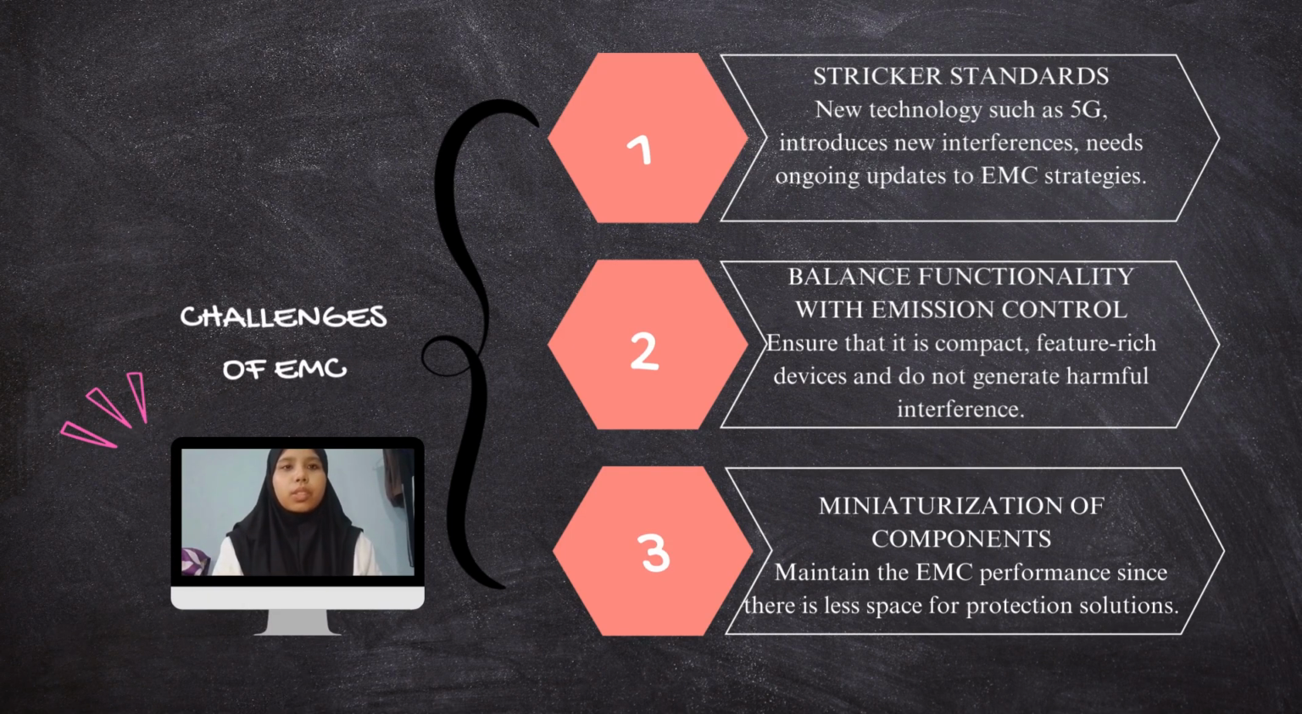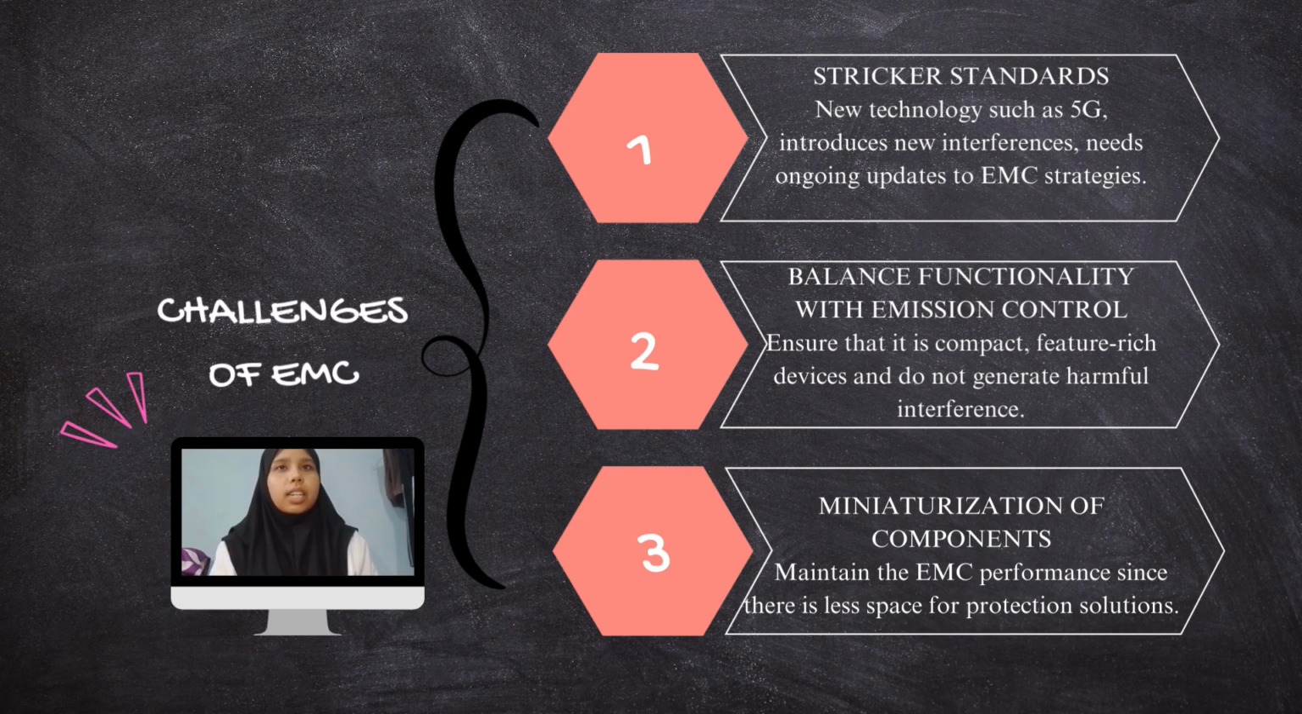Next, there are a few challenges of EMC. First, stricter standards. New technology such as 5G introduces new interference that needs ongoing updates to EMC strategies. Second, balancing functionality with emission control. Ensure that compact, feature-rich devices do not generate harmful interference. For example, the design of consumer electronics such as smartphones demands a balance. Lastly, miniaturization of components. Maintain the EMC performance since there is less space for protection solutions.